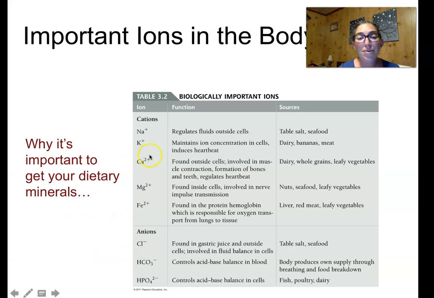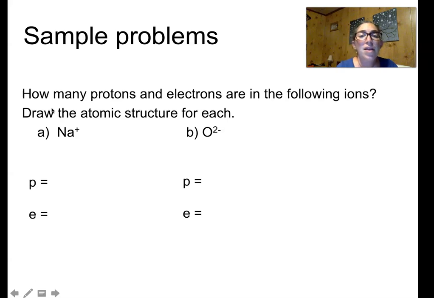So calcium is important for forming compounds that build your bones. The ions, though, are also really important for muscle contraction. Magnesium is also important for muscle contraction and nerve transmission. You also have anions, negatively charged ions, that are important in your body. A lot of the important minerals that we eat in our diet form ions in our body and behave as ions.